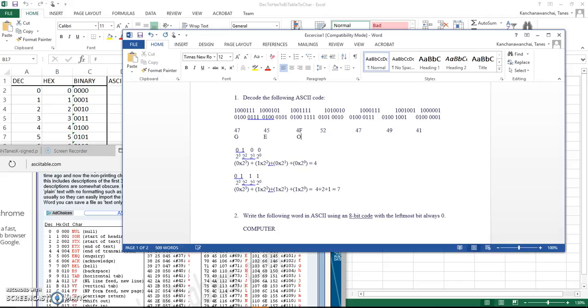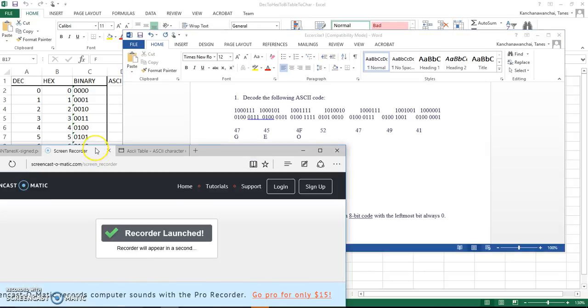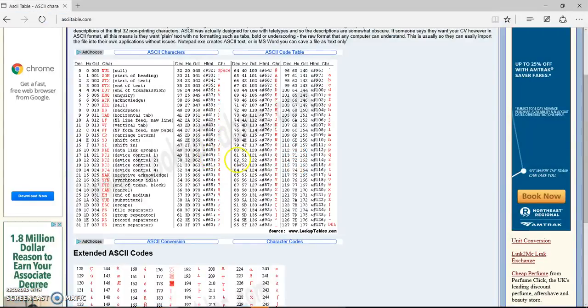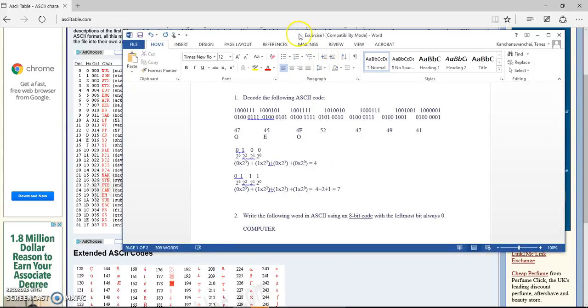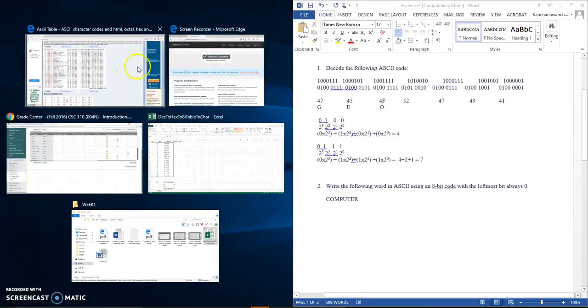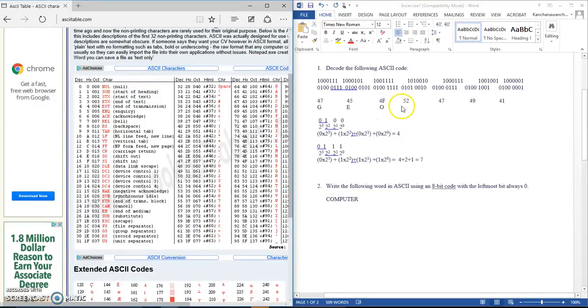O, right? 4F is O. I'm looking at the ASCII table down here. 4F is O in the hexadecimal column, right? Because this is a hexadecimal number. 52, let me just put it side by side. R. That's right. So that's how you start to decode, right? 47 is G. 49 is I. 41 is A. So we just decode those binary numbers into the word George here. And that's how we do it.